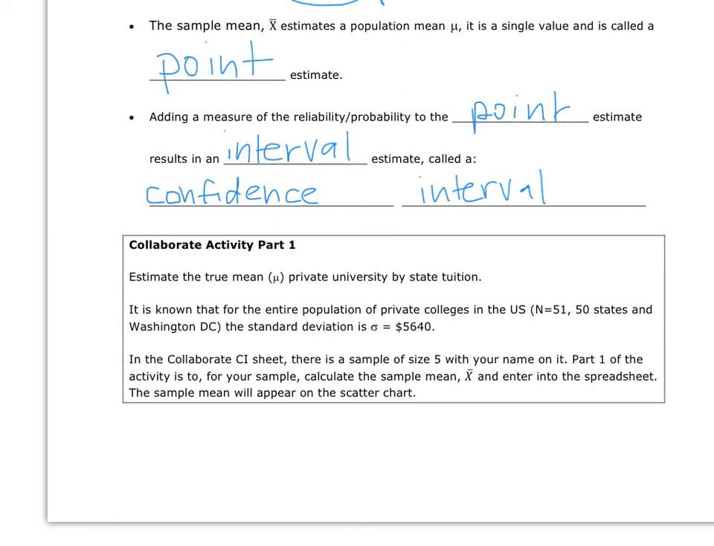We'll need that later. So your part of the Collaborate project for part 1 here is to just calculate the mean of your sample. So you can use the Google Sheet function to do that, or you can do that by hand, however you want. But go ahead and calculate your mean, and then you'll see it pop up on the scatter chart that's below.